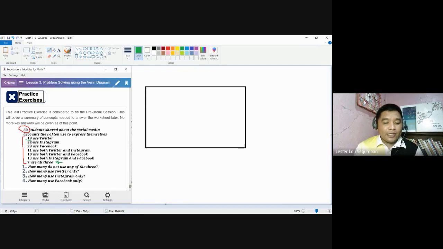Similarly, the 27 who use Instagram and 29 who use Facebook are not solely using Instagram or Facebook respectively. Some of them are also using Twitter and other social media platforms shared here. To reconcile that problem, before answering these items, we could use the concept of the Venn diagram to trim down the possibilities. And how is that?